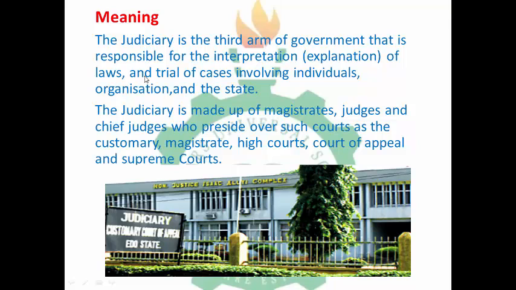Then let's go to the meaning of the judiciary. So when we say judiciary, from our revision so far, we discover that it is the third arm of government, as we have it in our note here. The judiciary is the third arm of the government. So as the third arm of the government, it is responsible for the interpretation of laws, trials and cases involving individuals, organizations and the states.